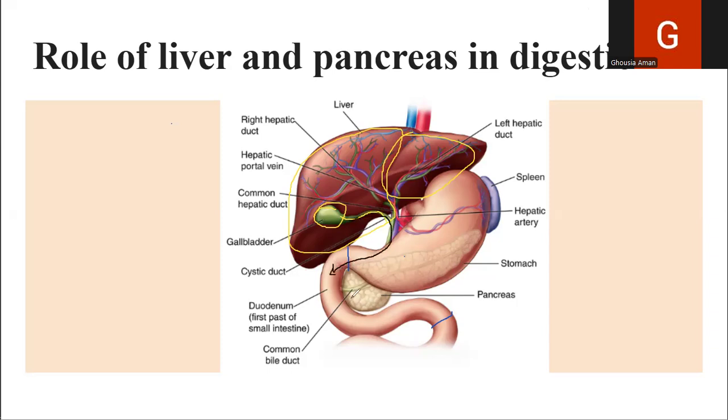Similarly, there is another gland called pancreas. So you can see there is a leaf-like gland, pancreas. Half of it is hidden behind the stomach. And pancreas is connected with a pancreatic duct with the duodenum. Now, liver produces a digestive juice called bile, which remains stored in the gallbladder. As soon as chyme comes in the duodenum, this bile via bile duct comes inside the duodenum and mixes with the chyme.